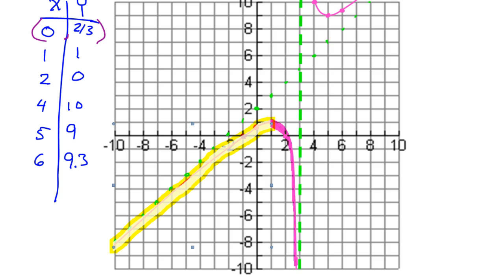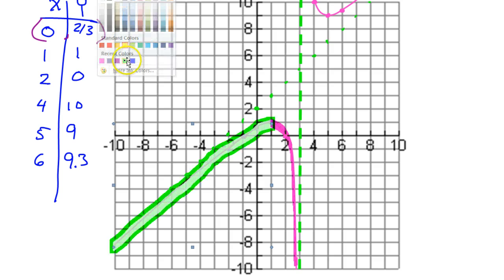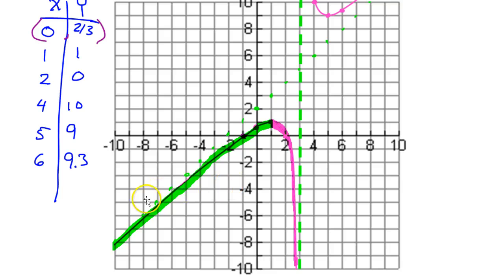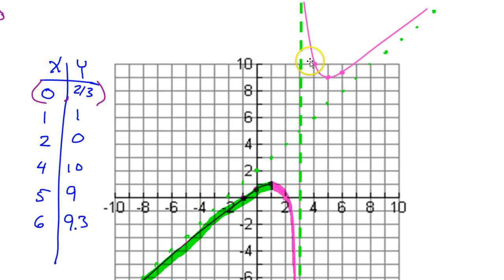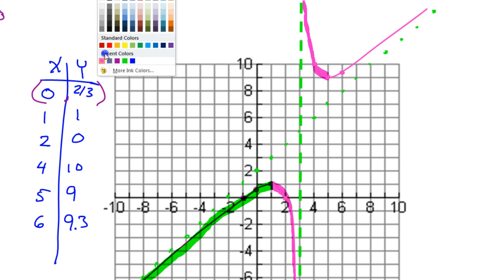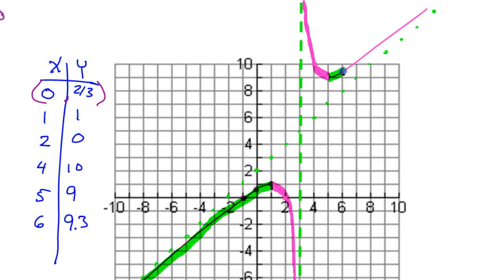Alright, maybe I'll do this in green. That's what I usually do. Okay, so it's increasing up to here, and then it starts going downhill again. Now looking at this part over here, it sort of picks up from here. And so then it's decreasing for this part of the journey again, down to there. And then it's increasing from here to here. Alright, so the parts that I just highlighted in green are increasing. The parts highlighted in pink are decreasing.